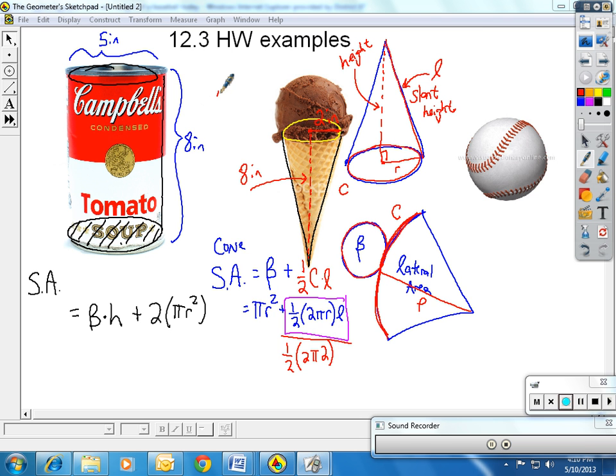So what does that slant height equal? Notice that this is a right triangle, so 2 squared plus 8 squared must equal my slant height squared. So my slant height squared equals 2 squared plus 8 squared, which is 4 plus 64, which equals 68. So my slant height is the square root of 68.